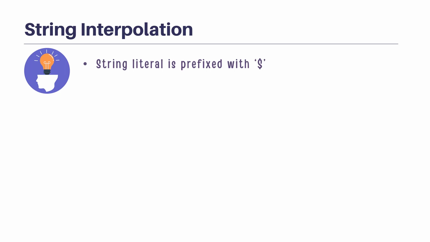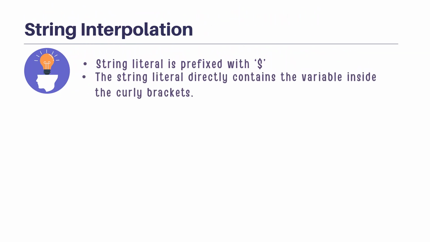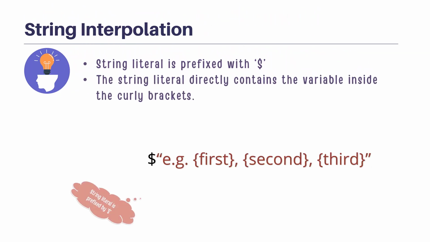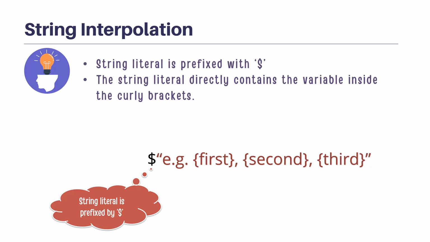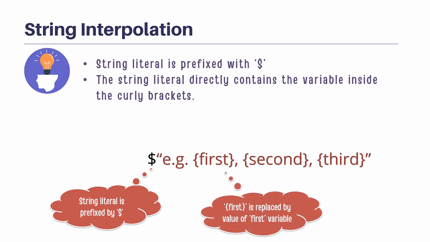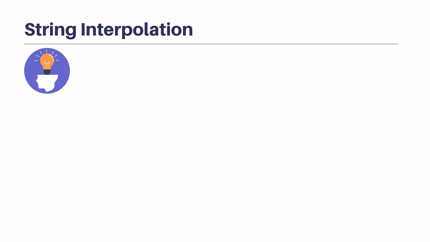Another way to format a string is interpolation. If we want to use interpolation, then the string literal must be prefixed with a $ sign. Then the string literal can contain expressions inside the curly brackets. When the program executes, the curly brackets and the expression are replaced by the actual value of the expression.